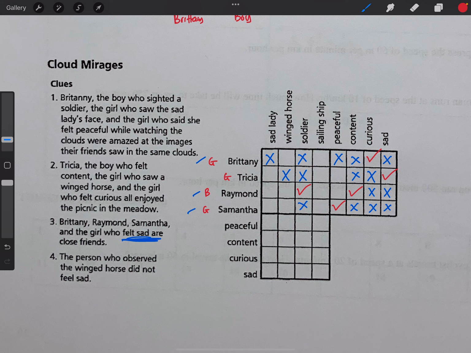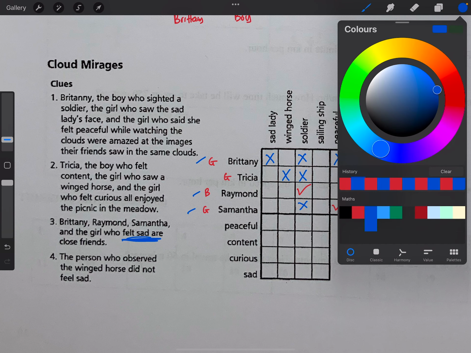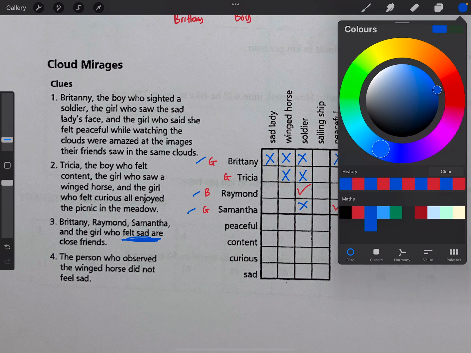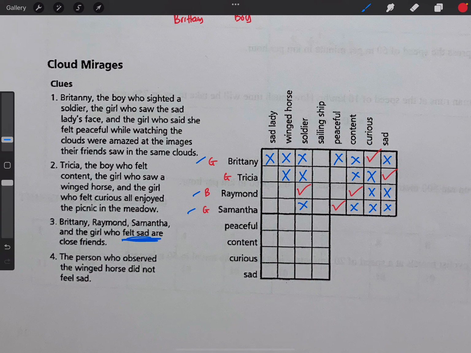And the girl who felt curious. That means that the person who saw the winged horse can't be the one that felt curious. They're again different people. So the one who felt curious, which is Brittany, can't be the one to see the winged horse. So we're going to cross out the winged horse for Brittany, which means that Brittany has to have seen the sailing ship.